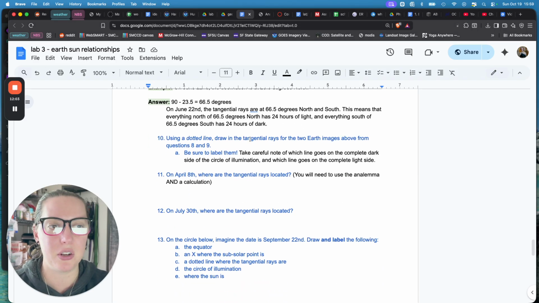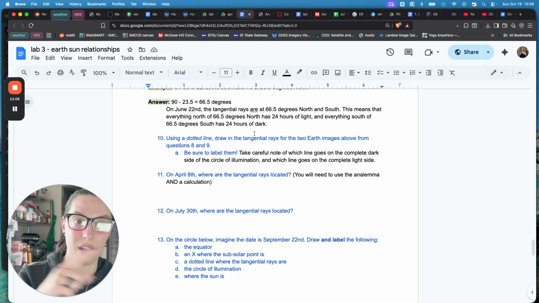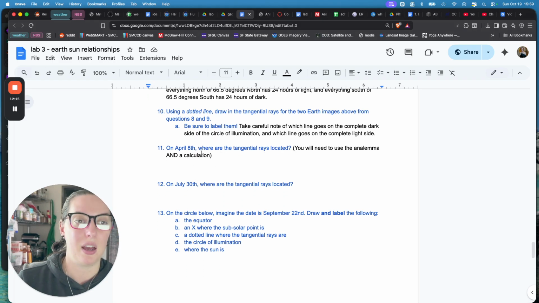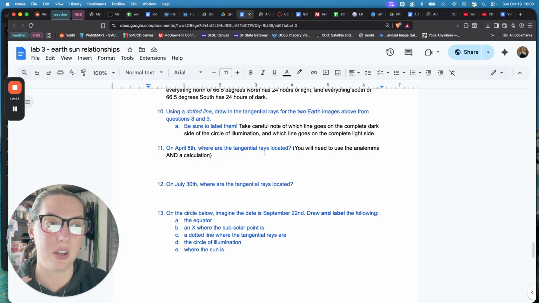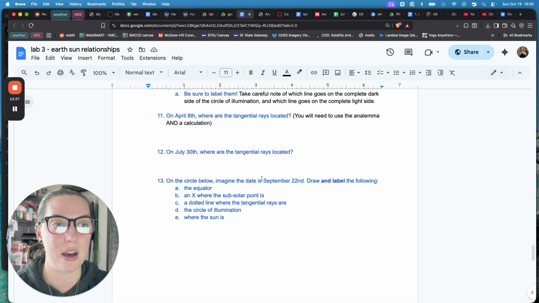So what I would like for you to do here is for the images that you drew up above, you're also going to draw another line here, a dotted line. Please make sure to label them. That way you can get credit for this problem. And then numbers 11 and 12 ask you to indicate where the tangential rays are located. With that, you're going to need to do two things. You're going to need to use the analemma and do a calculation. So just a combination thereof for both numbers 11 and 12.